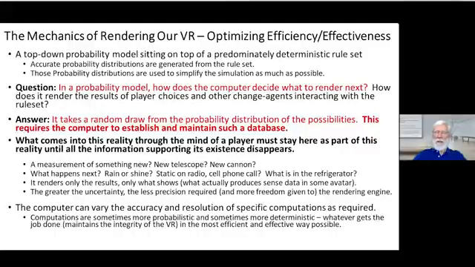Okay. The probability distributions are used to simplify the simulation as much as possible. If you had to make this simulation from the bottom up, you'd never be able to do it. It would be too hard, too complicated, too many particles, too many calculations. And in fact, I've even heard some people claim that they prove that it's impossible. You couldn't possibly make it from the bottom up. It's just too hard to do.